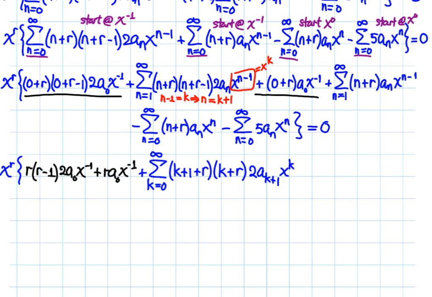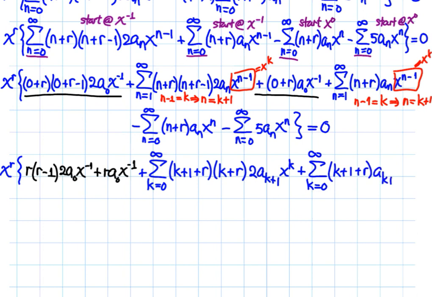The next series here, we also need to make the adjustment to x to the k. So n minus 1 is equal to k, so n is k plus 1. So we have the summation k equal to 0 to infinity, n is k plus 1 plus r, a of n is a of k plus 1, x to the k.